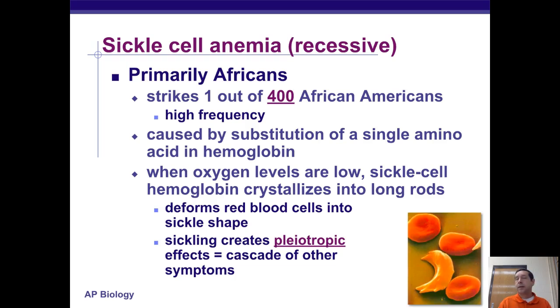Sickle cell disease affects primarily Africans. Here in the United States, about 1 out of every 400 African Americans, which is a really high frequency. It's caused by a substitution of a single amino acid in the hemoglobin gene that carries oxygen, so it causes anemia, but it also results in misshapen cells. We get this pleiotropy because those misshapen cells stick together, it damages organs, and leads usually to premature death.